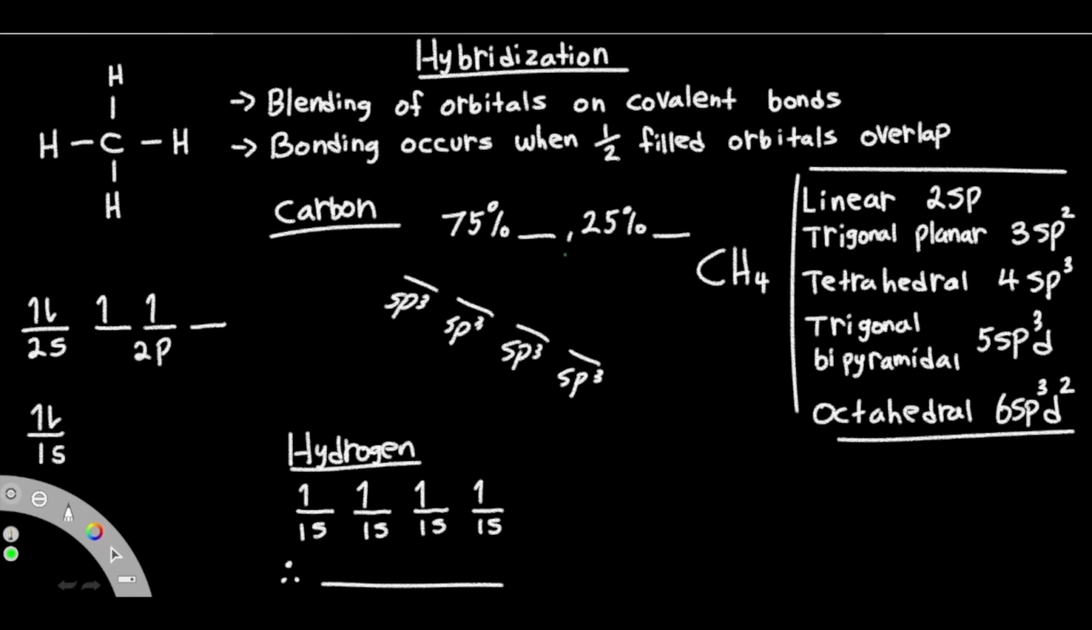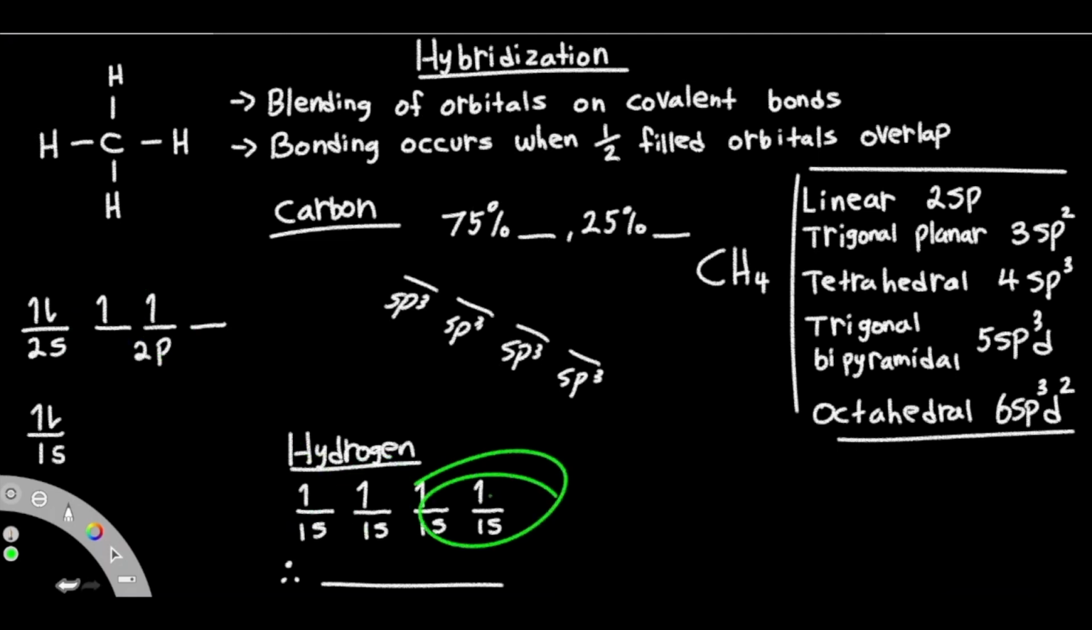Hybridization is the blending of orbitals on covalent bonds. Bonding occurs when half-filled orbitals overlap. So as we can see here, where our methane has a carbon in the middle and then the hydrogens on the outskirts, we have a bonding that's going to occur with these half-filled orbitals. So this one probably wants to bond with this one, and this one probably wants to bond with this one.